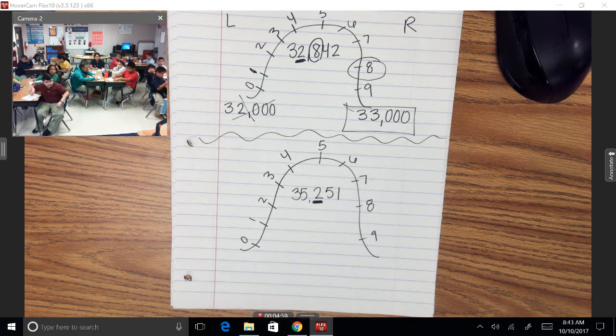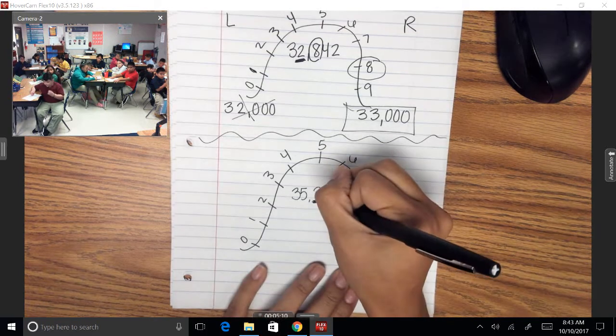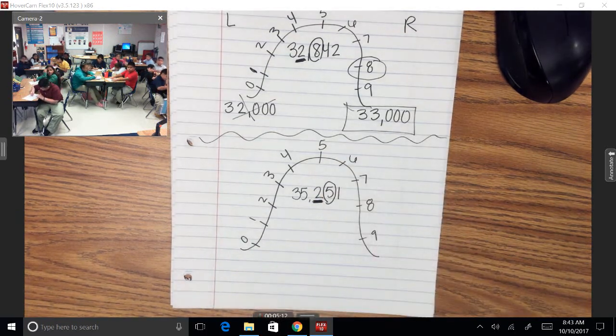Okay, what number am I circling then? Fernando C. He says the 5. Which 5? Which place value? Very good. In the tens. It's always the one right after the one you underline.